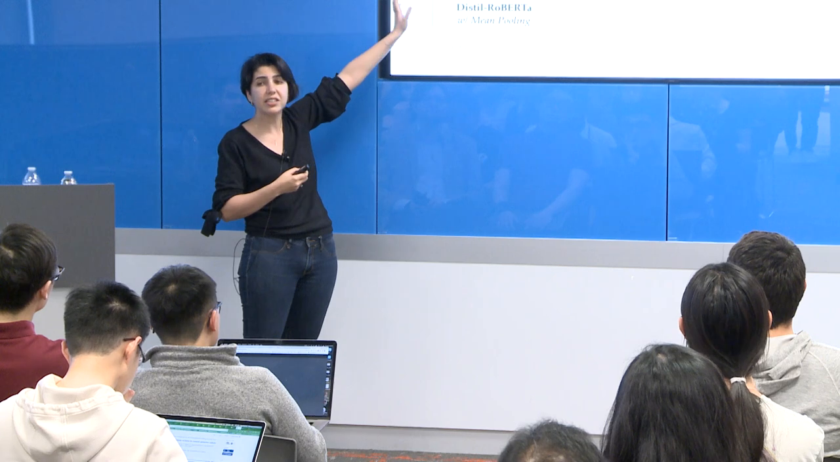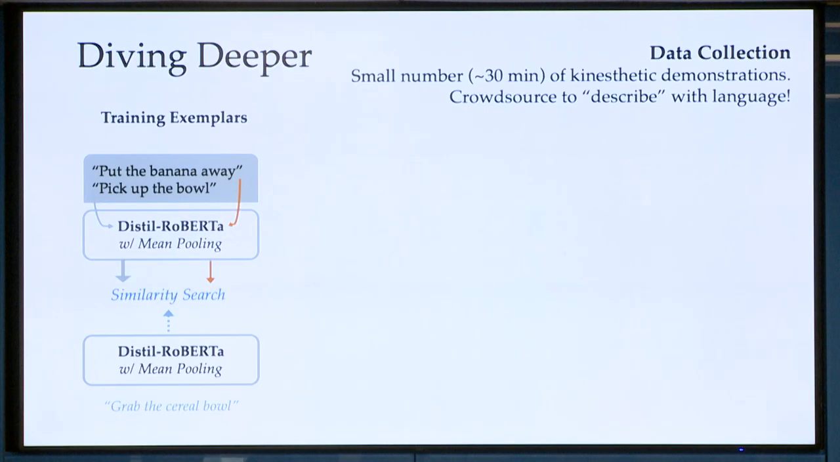Then using these training exemplars, we're using a distilled RoBERTa model with mean pooling to learn an embedding space to operate in, where we take the language, like put the banana away or pick up the bowl, and then we can do similarity search in that lower dimensional embedding space. So at test time, if a new user comes in and says, grab the cereal bowl, I can have an embedding of that, and I can do similarity search in that embedding space.